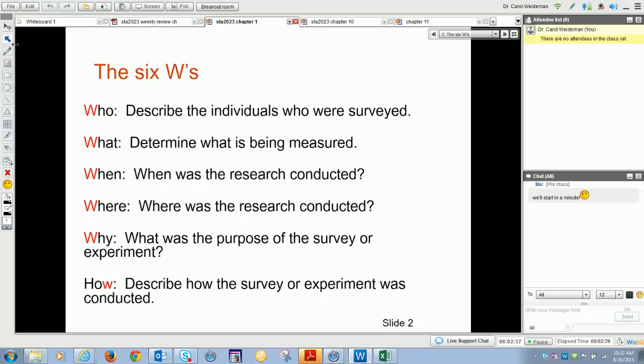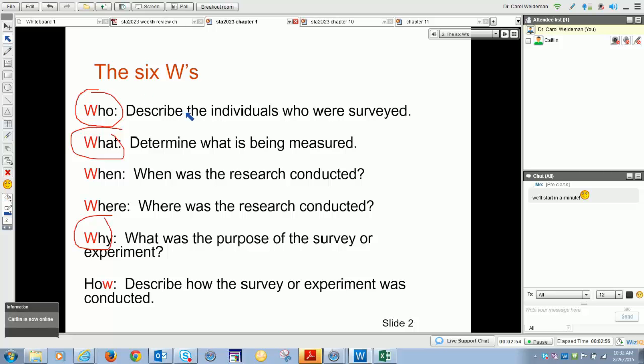It's critical when you're working on a project with statistics where you're going to do some statistical interpretation. You must know the who, the what, and the why. Those are going to drive the types of analyses that you do and how you approach a problem.